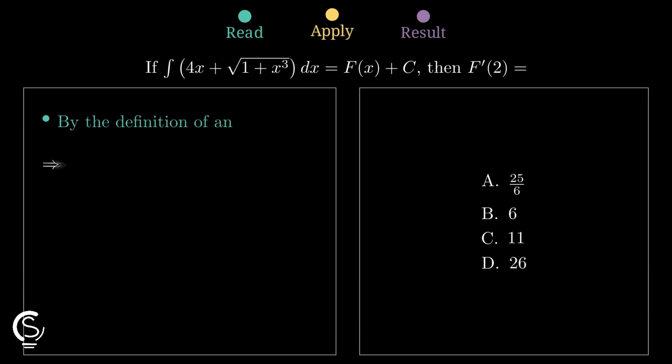Plug 2 into the expression. 4 times 2 is 8 and the square root of 9 is 3.